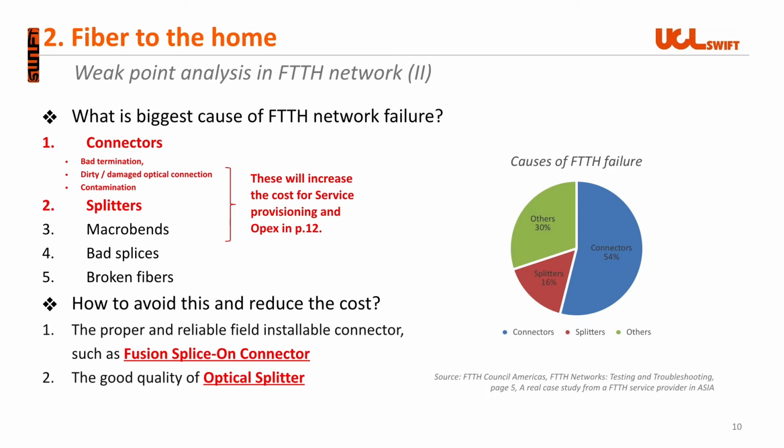Also, once again, what should be the biggest cause of FTTH network failure? As you can see from the drawing on the right, the connector is the biggest portion of the failure, 54%, followed by the splitter, 16%. The network failure caused by the connector and splitter will increase the cost. Then how are we going to avoid this and reduce the cost? First, a proper and reliable field installable connector, such as the fusion splice-on connector, should be adopted at the subscriber's ends. And secondly, a good quality optical splitter should be used in the distribution boxes.